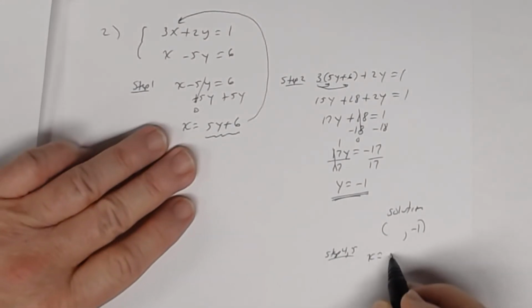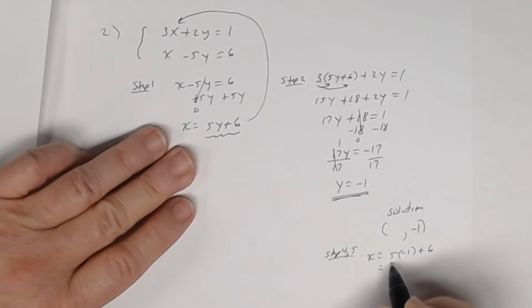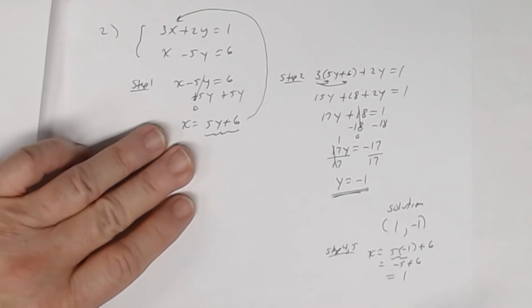All right, so 5 times y, which is -1, plus 6. 5 times -1 is -5. -5 plus 6 is 1. And so there's your solution. So x is 1, y is -1.